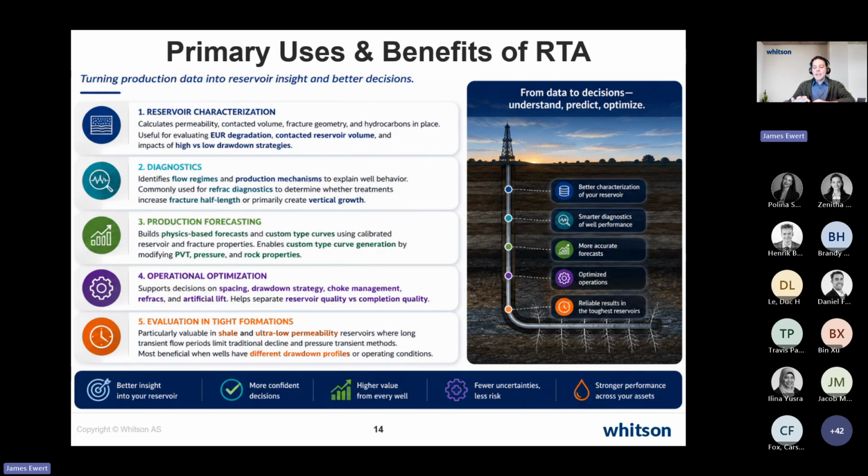Now, RTA can use the pressures and the rates and compare those with a value we call LFP, or the linear flow parameter. And really, that's the productivity of the well. We also used RTA to better understand the refracs we were doing. By using those geological parameters, we were able to identify that our refracs were creating a lot more height than fracture half length. And so RTA was extremely successful as a tool.